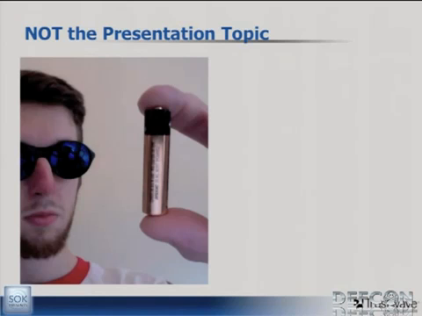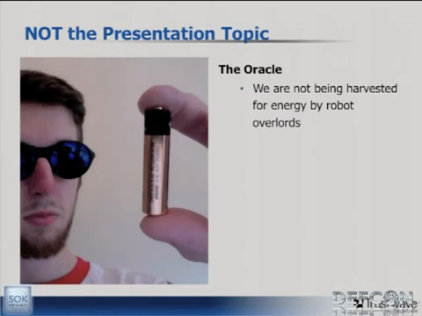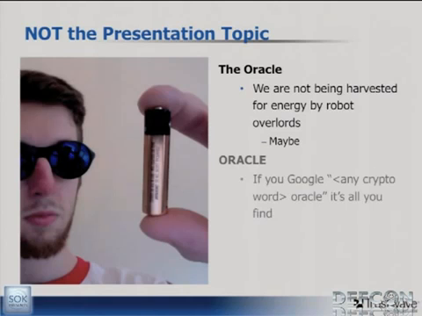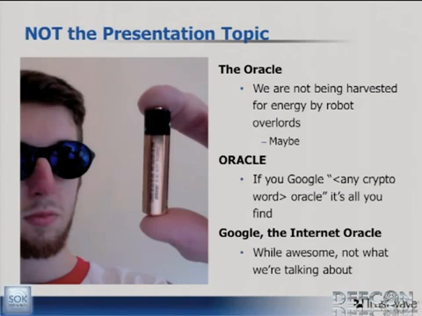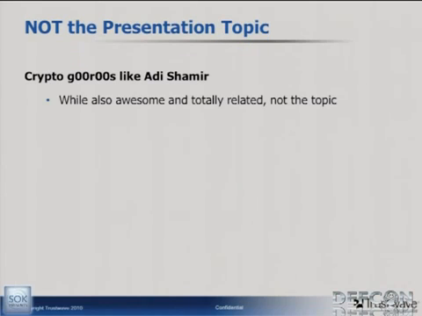So let's talk about some things that are not the presentation topic. We're not talking about the oracle. We're not being harvested for energy by robot overlords, possibly. We're not talking about the company Oracle. Fun fact, if you Google for any crypto word followed by Oracle, you'll probably find Oracle users asking how to encrypt their database. We're also not talking about Google, the Internet Oracle. We're not talking about cryptographic gurus like Adi Shamir. If you don't know who Shamir is, he's the S in RSA. Also awesome, but not the topic.